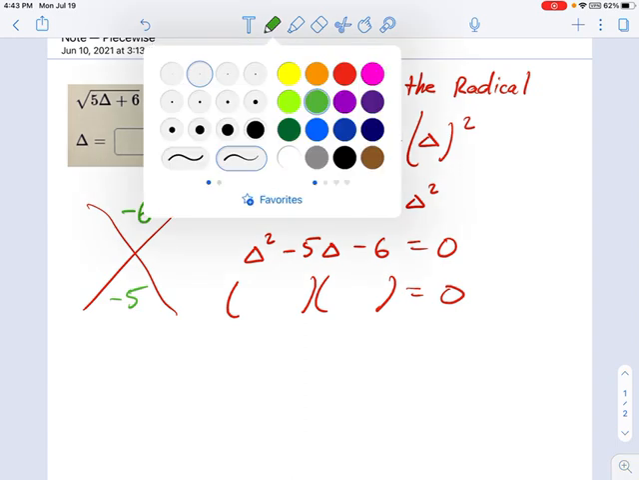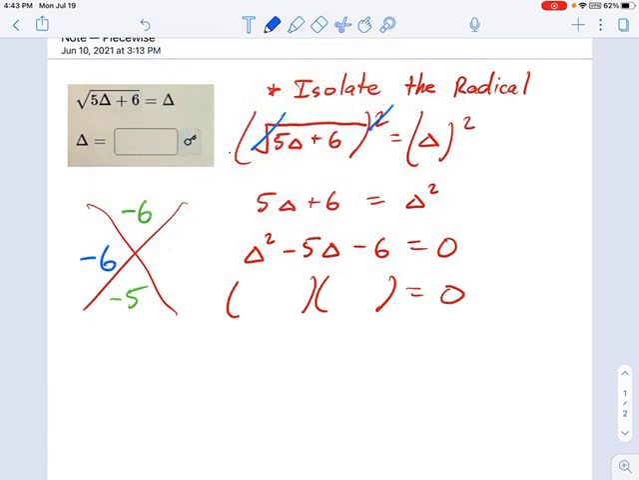So I think we're going to pick negative 6 and positive 1. And that's the only pair that'll work. If you try 3 and 2, there's no combo that'll work out for you. So that means negative 6 and positive 1 go in here. We still have that delta. And our solutions are going to be these two things. Delta equals 6. And let me back up, show you where these are coming from, just as a reminder.